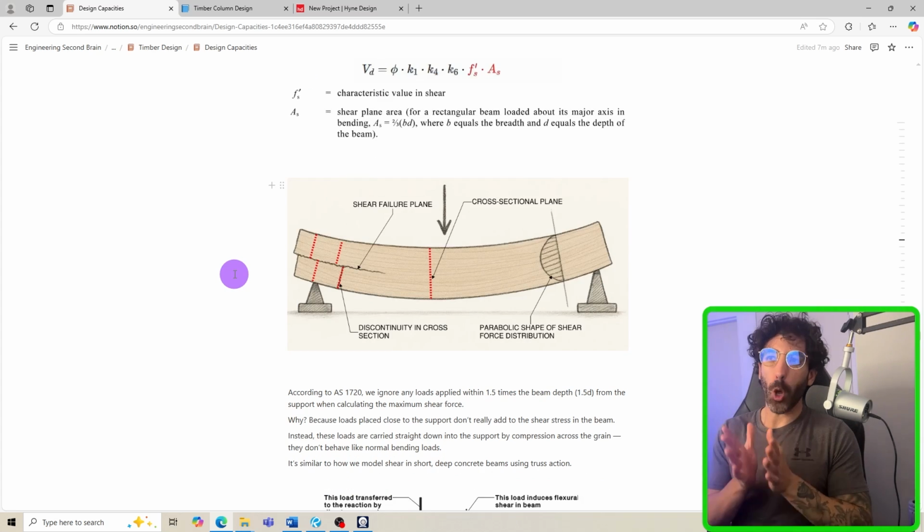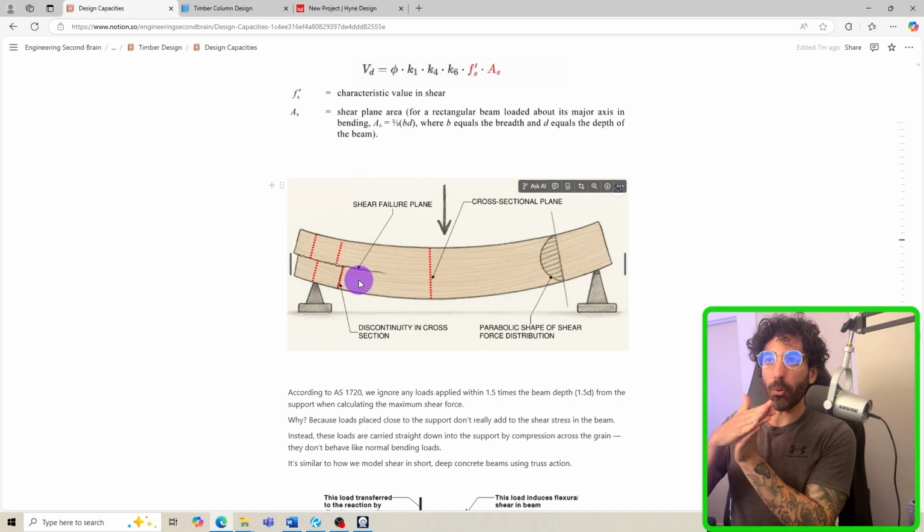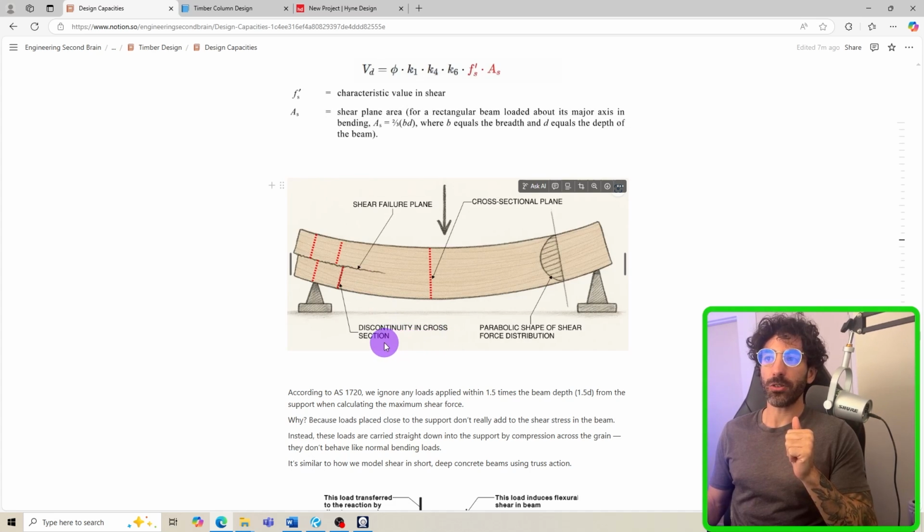Timber fails in longitudinal shear, like you can see on this image. There's a shear failure plane, and then when one portion of the beam shears off the other one, you have a discontinuity in the cross section.